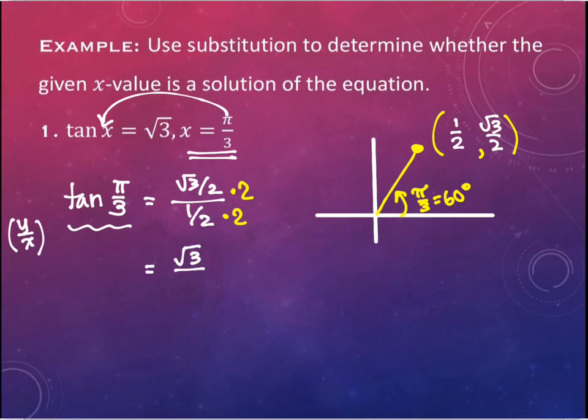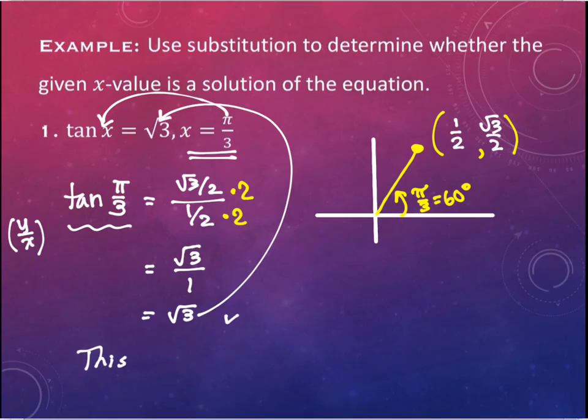On the bottom, when I have 1/2 times 2, what will I get? That's just 1. So this, in fact, does equal the square root of 3, which is what we were checking to see if it works. It did work. So this is a solution.